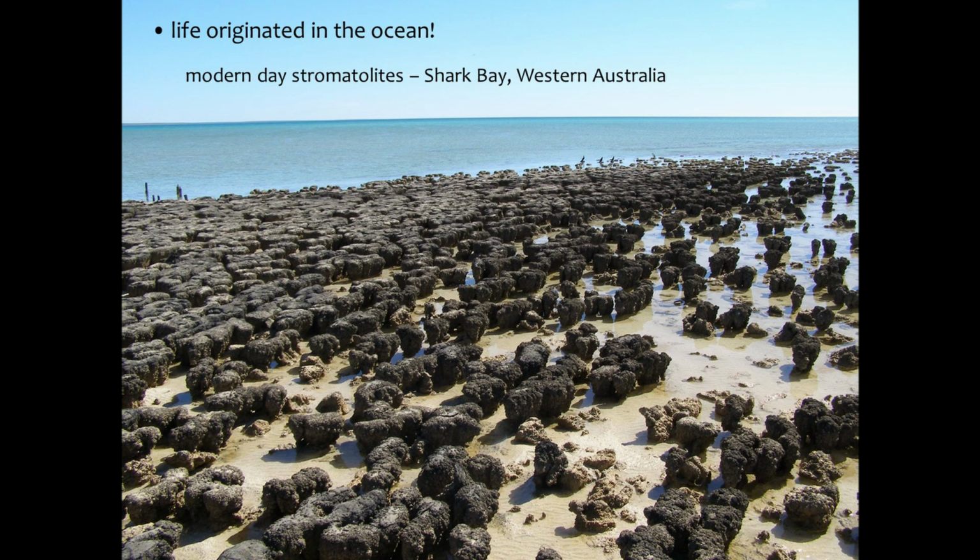Stromatolites are one of these early forms of life that we see. We still see them today on the planet. Here's an image of modern day stromatolites. These are present in Shark Bay, Western Australia. And we find that they're really restricted to very warm, saline-rich waters that have very few predators, very few organisms that come and graze on the algae that create these stromatolites.